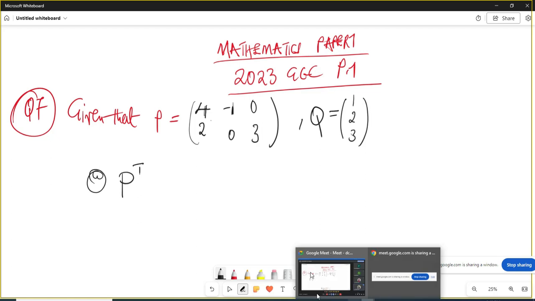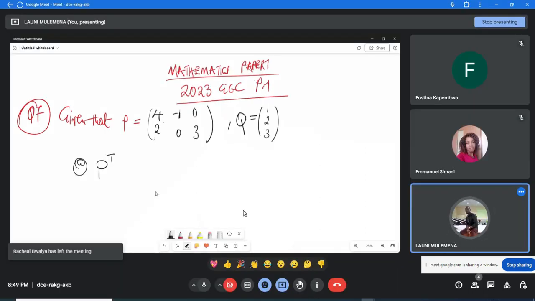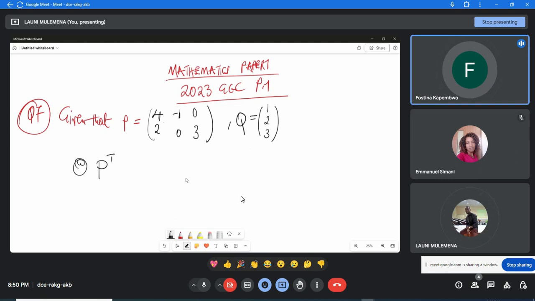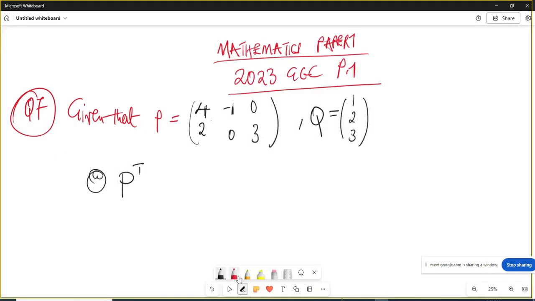Anyone with an idea, what does it mean when they say P raised to power T? Madam Faustina, do you have an idea of the meaning of P raised to power T? I'm not so sure. I don't know if it's transverse or reciprocal. Okay. So P raised to power T means the same word which you said earlier on, transpose.